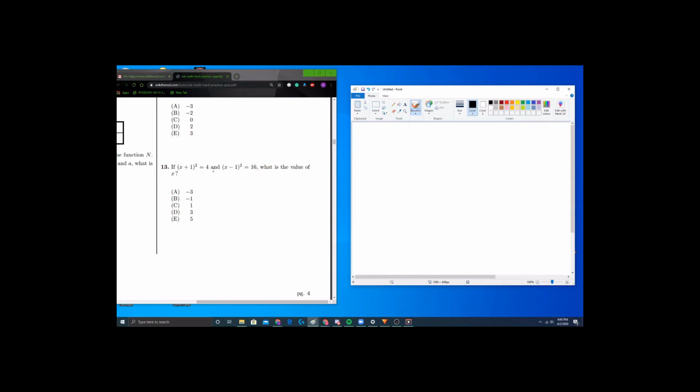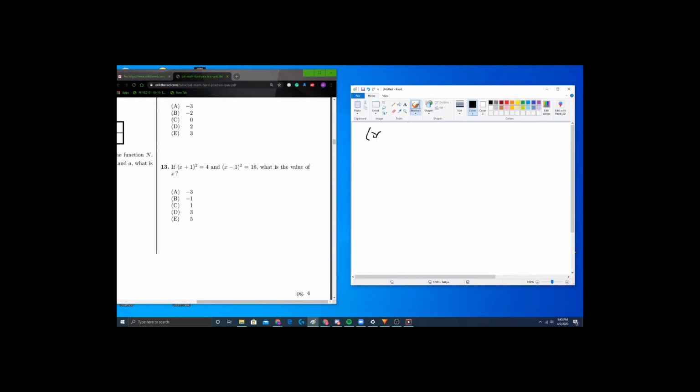So if x plus 1 squared is equal to 4 and x minus 1 squared is equal to 16, what is the value of x? Already I can see that on the right side of both of these equations, you have a perfect square, and you've got a squared expression on the left side. So we could probably square root both sides of both equations, and then we could get rid of the exponent, because exponents are not fun to deal with.